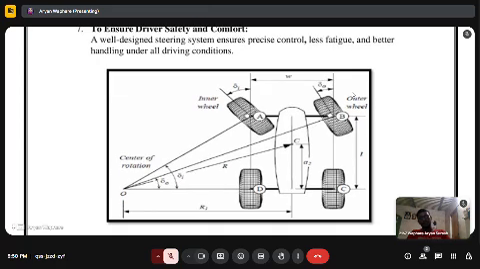So as we see the schematic diagram while turning, how the steering system actually works. The diagram shows the turning movement of the vehicle under the condition given on the screen. When the vehicle is turning to the left, the inner wheel is turning more than the outer wheel.